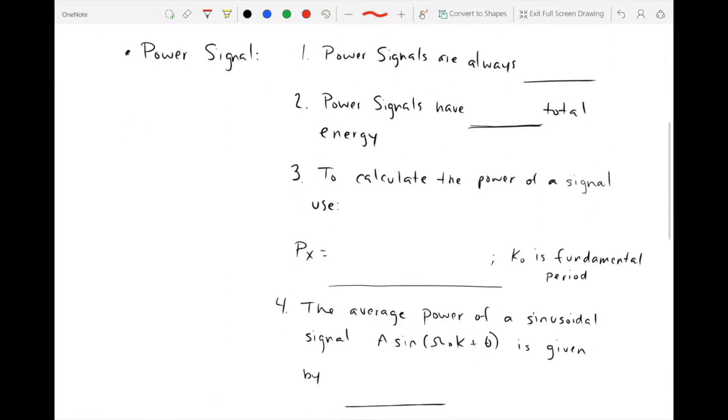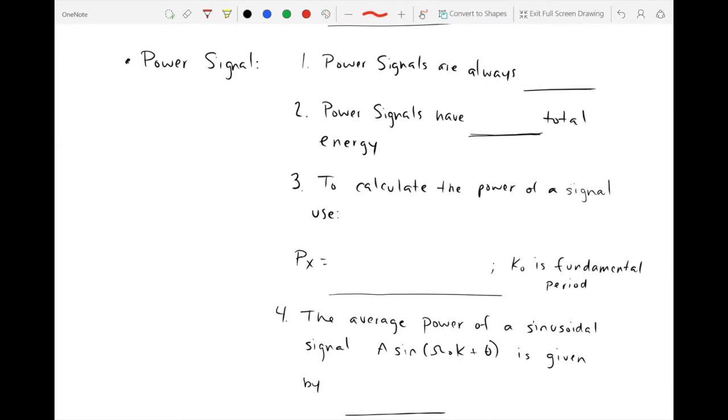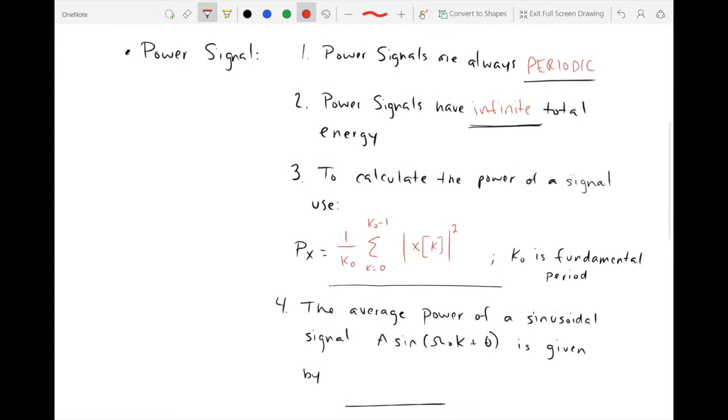Moving on to the power signal, we have 4 rules here. Number 1, power signals are always periodic. Number 2, power signals have an infinite total energy. And number 3, to calculate the power of a signal, use the formula 1 over k naught, summation of k from 0 to k naught minus 1, absolute value of x of k squared. Number 4, we can use a shortcut. If we have this given form, we can say that p of x is equal to a squared over 2.